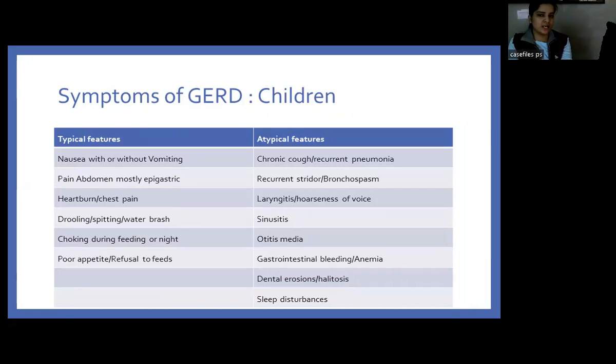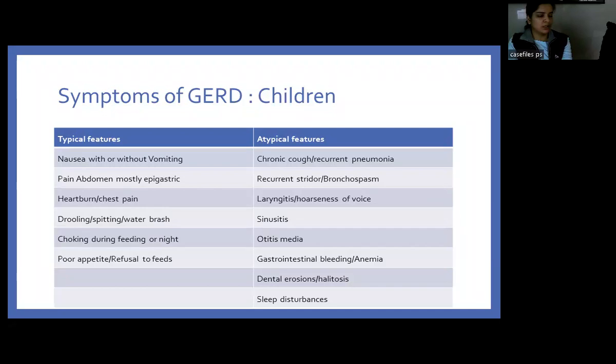In children and adolescents, the typical features of GERD correlate with the symptoms in adults, the most common being heartburn and chest pain. Other features may include nausea with or without vomiting, abdominal pain, mostly epigastric, drooling, spitting or water brash, choking during feeding or at night, and poor appetite or refusal to feed.